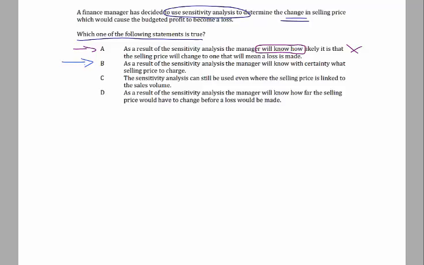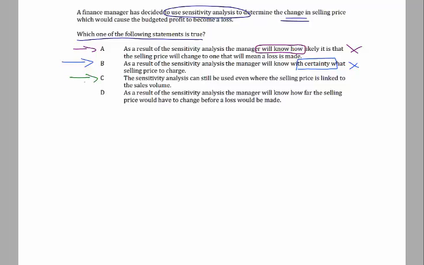If we then look at the second one, as a result of the sensitivity analysis, the manager will know with certainty what selling price to charge. And again, it doesn't tell you what to do. It doesn't tell you that this is going to be the best option. It just looks at how much things can change by before it changes your decision. So that is not true.